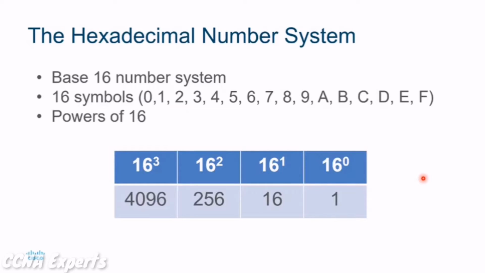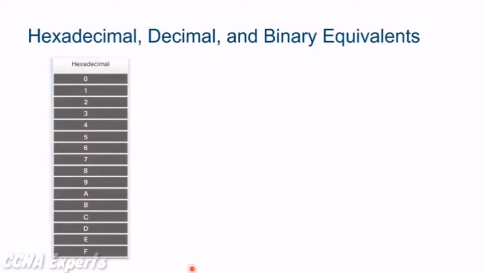Here we can see the first 4 place values based on powers of 16. This is 16 to the power of 0 or 1. Any number to the power of 0 is 1. This is 16 to the power of 1 or 16. This is 16 to the power of 2 or 16 times 16, which equals 256, and this is 16 to the power of 3, or 16 times 16 times 16, which equals 4096.